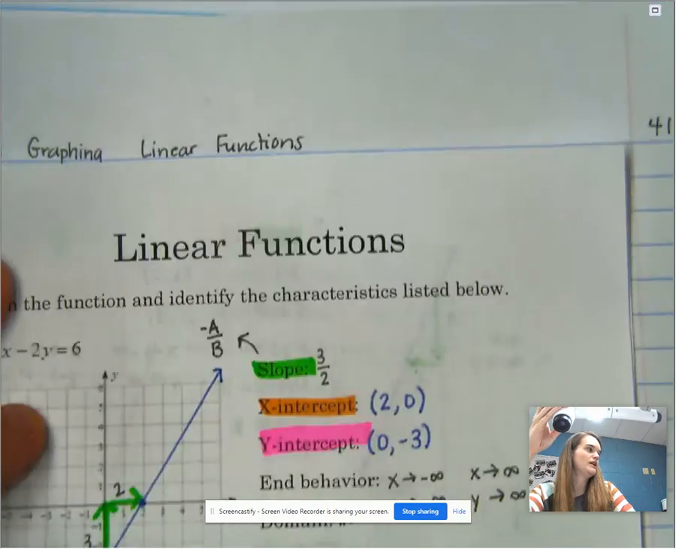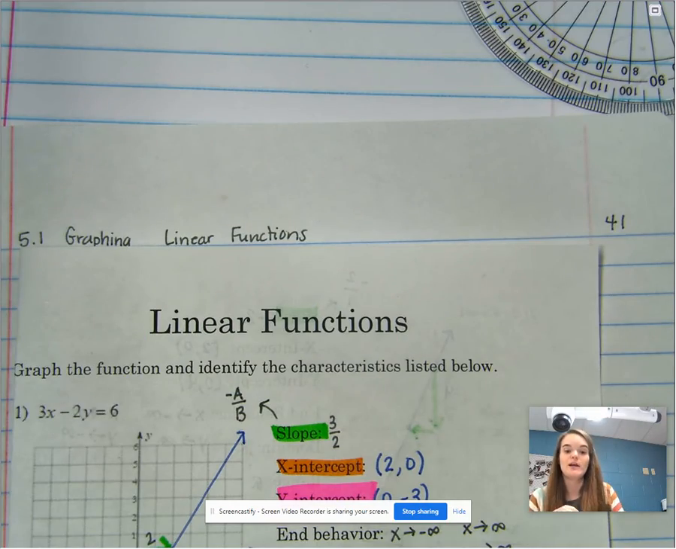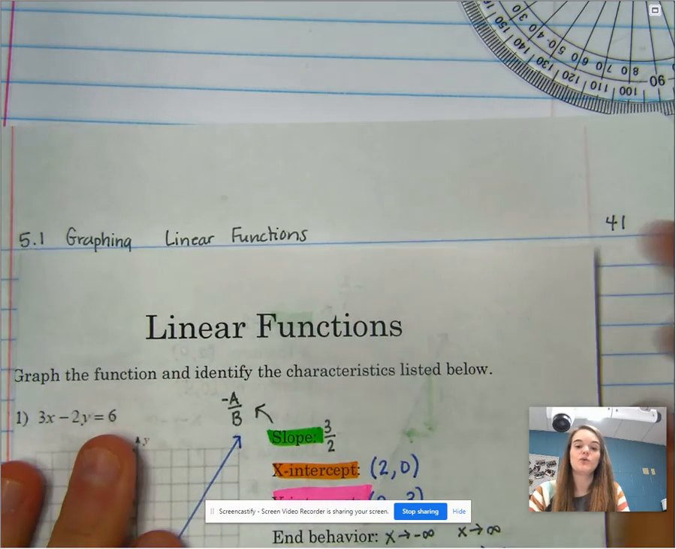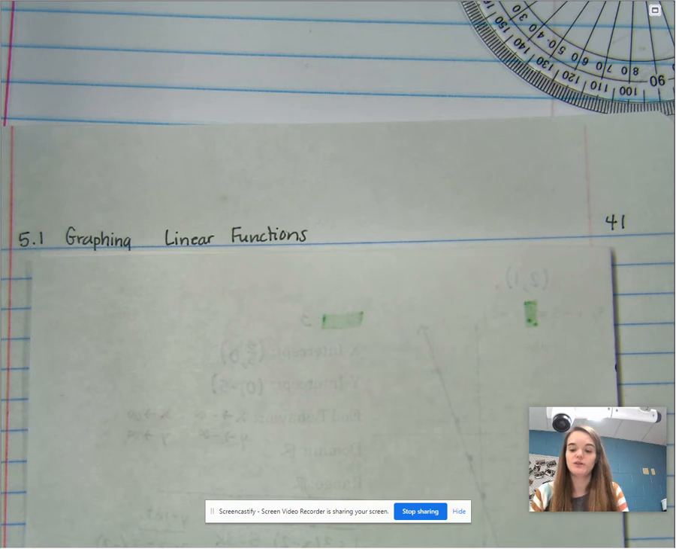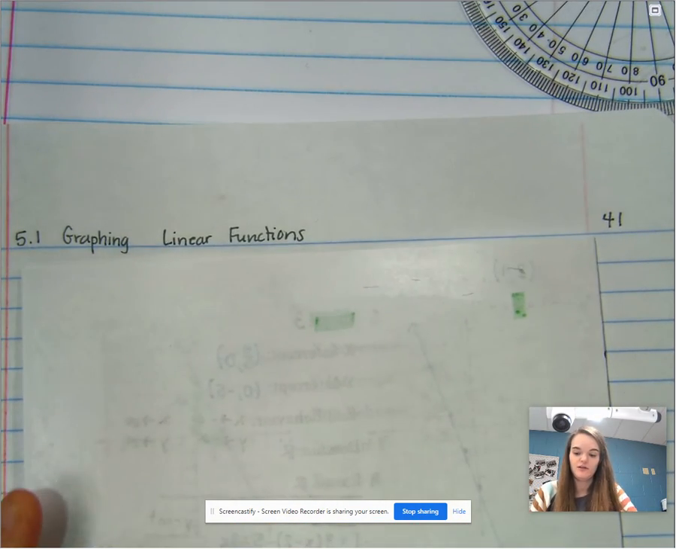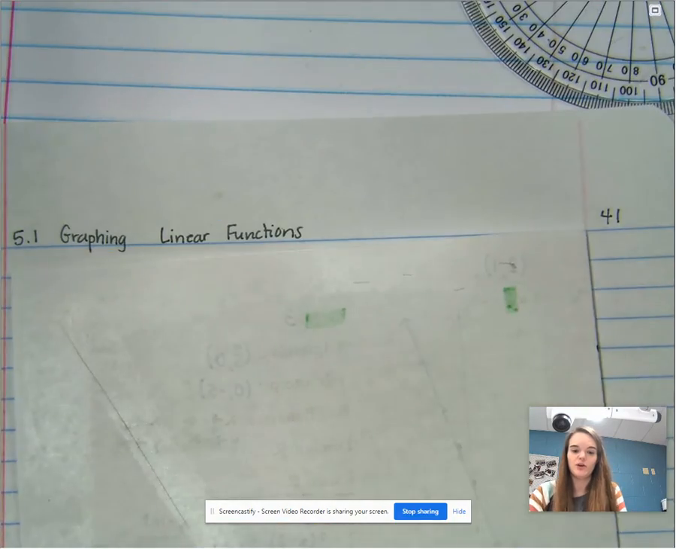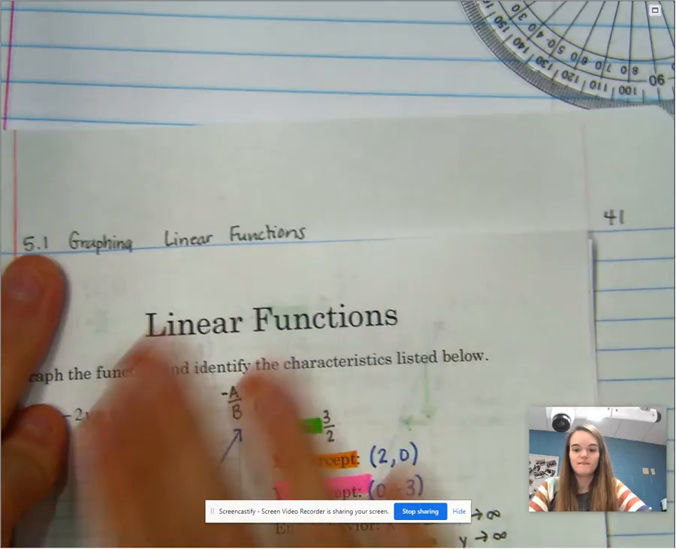All right, this goes glued to page 41. Here's the title again if you need it. Remember, if you don't have a notebook, just grab some paper. Write down that it's page 41 and it's 5.1. I don't care if your notebook is just a collection of pieces of notebook paper as long as you have it. You need to be keeping that somewhere.